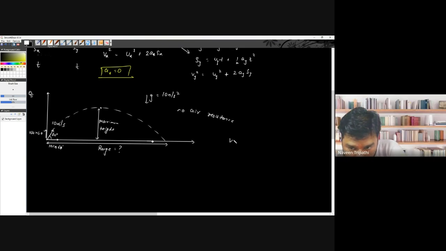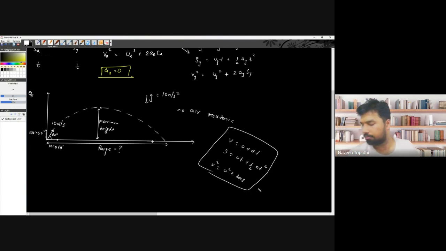Remember, Suraj, these three equations: s equals ut plus half at square, v equals u plus at, and v square equals u square plus 2as. These three equations should always be at the back of your head.